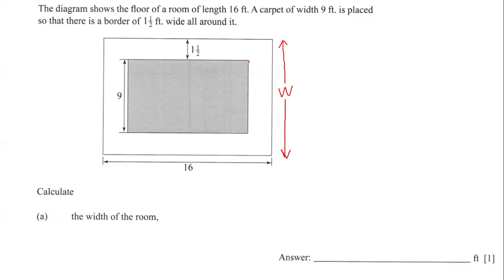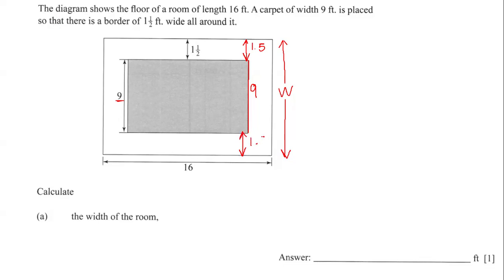But the good part about it is that we already know that this part right here is 9 feet, and we know that because this part is 9 feet. And so this is a rectangle, so this part would also be 9 feet. And we already know that this portion right here is 1.5 feet. So we have 9 feet, 1.5 feet, and this right here is also going to be 1.5 feet.